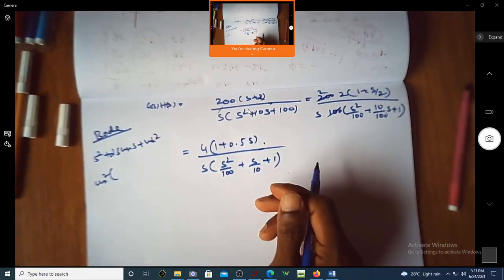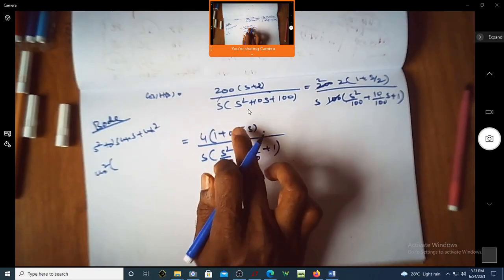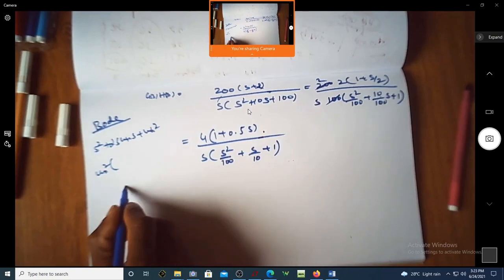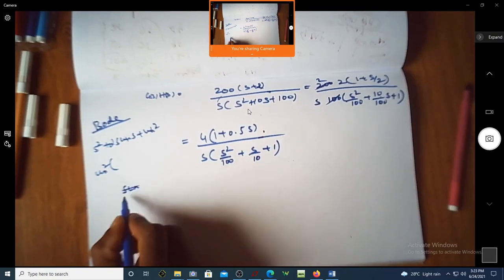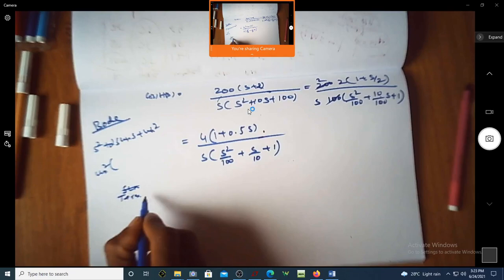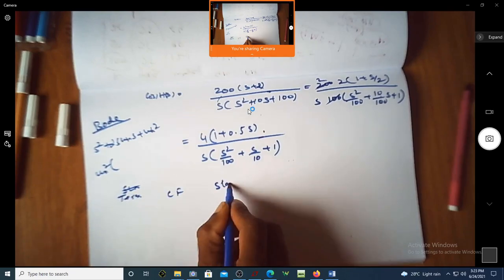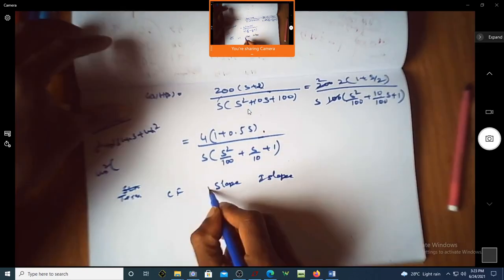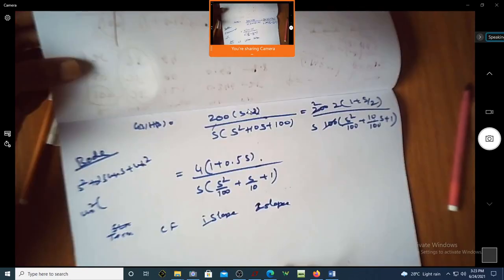Yes, sir. So now we know how to write the individual terms. If I am asked to write the table, there is a serial number, the term, the cutoff frequency, the individual slope, and the resultant slope. Yes, sir.